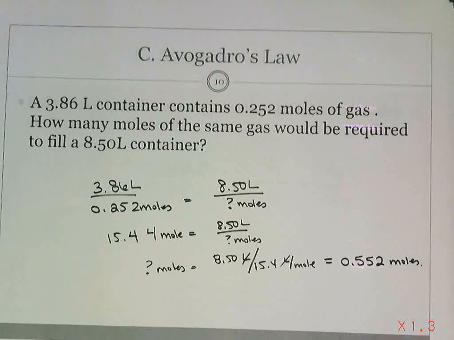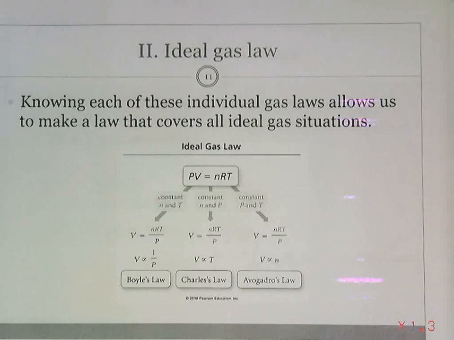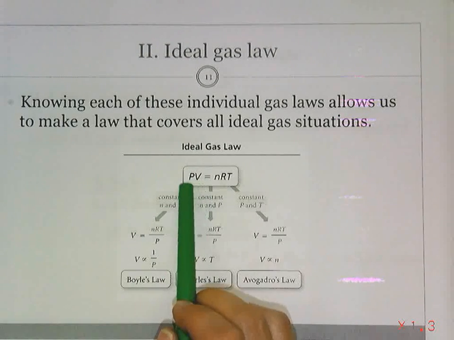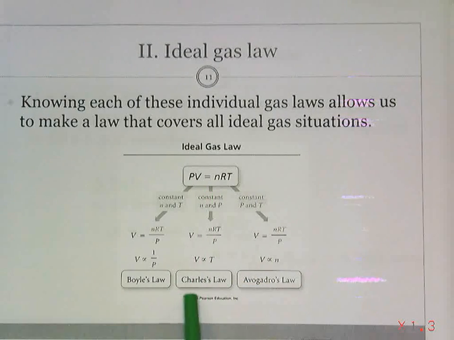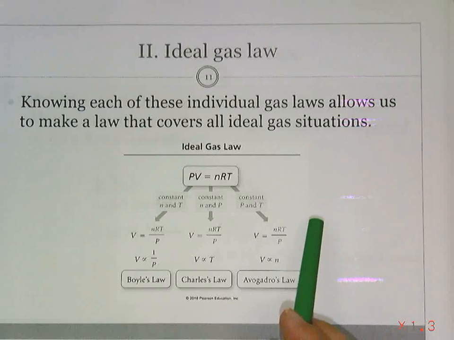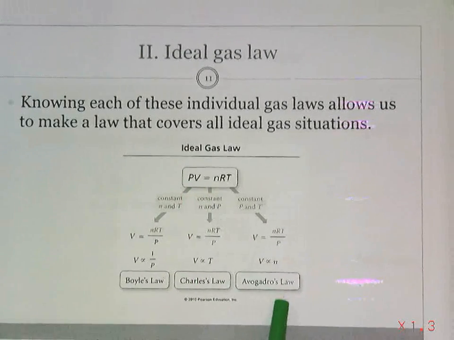So now we're ready to combine those three laws together into what we call the ideal gas law. So the ideal gas law combines those three laws and covers all scenarios of a gas. So we have this PV portion from Boyle's law. We have the NP portion from Charles's. And then we have VT from Charles's, and the NV from Avogadro's. And combine them all together, we get what we call the ideal gas law.